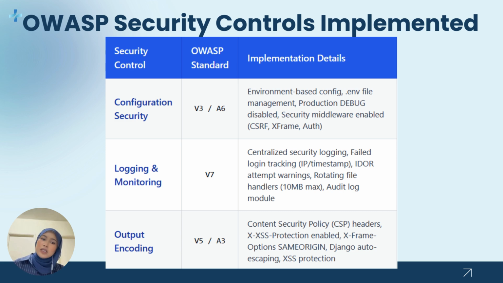And lastly, output encoding. Under V5 and A3, we include the Content Security Policy (CSP) header, XSS protection enabled, X-Frame-Options set to same origin, Django auto-escaping, and built-in XSS protections. This prevents output-related attacks like cross-site scripting by encoding and restricting how content is rendered.